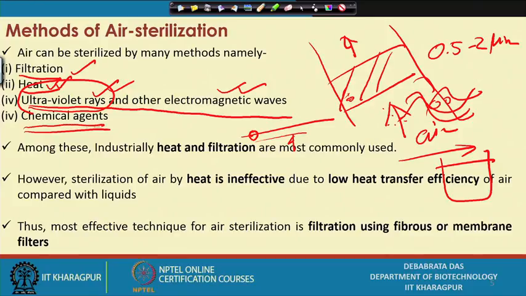And another is the chemical agent, as I told you, chlorine. We spray chlorine in the room, so that the room will be more or less sterilized. So this is the mechanism through which we can sterilize the air. Now, for running air, between filtration and heat, we usually go for filtration, because filtration is usually used in the industry for the separation of contaminants present in the air.